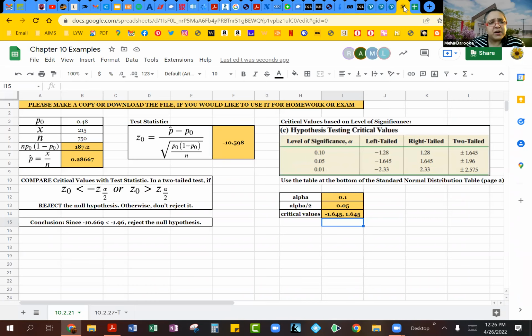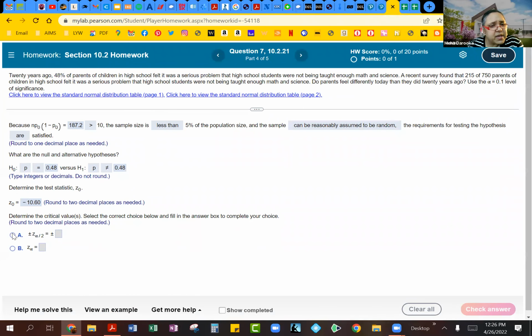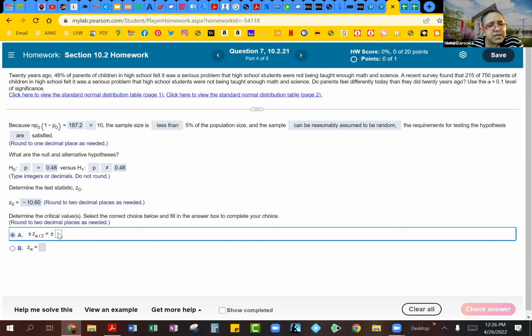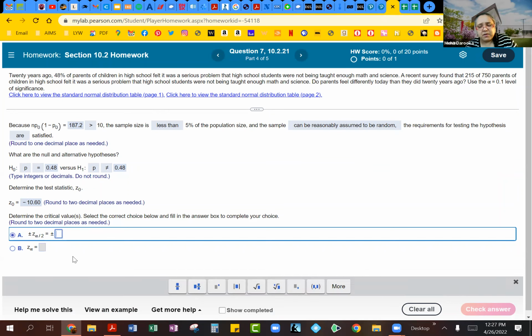All right, guys, so we have our critical values. And I think they just want us to enter, so that's going to be this one here. 1.645. They want 2 decimal places. So 1.65.